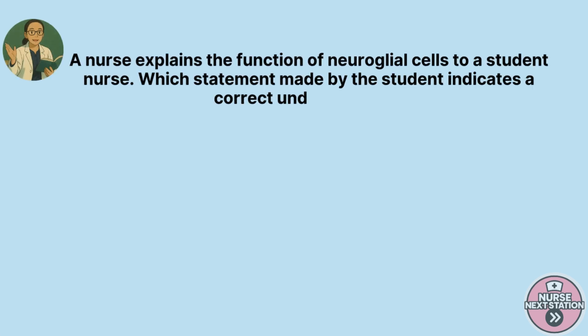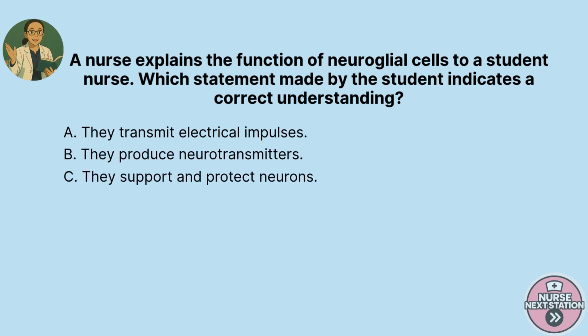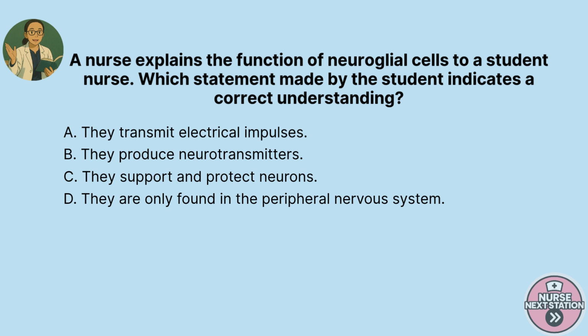Next question. A nurse explains the function of neuroglial cells to a student nurse. Which statement made by the student indicates a correct understanding? A. They transmit electrical impulses. B. They produce neurotransmitters. C. They support and protect neurons. D. They are only found in the peripheral nervous system.